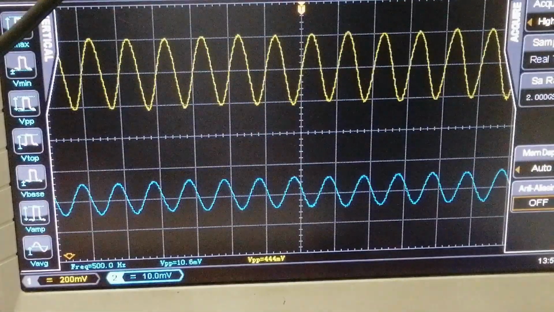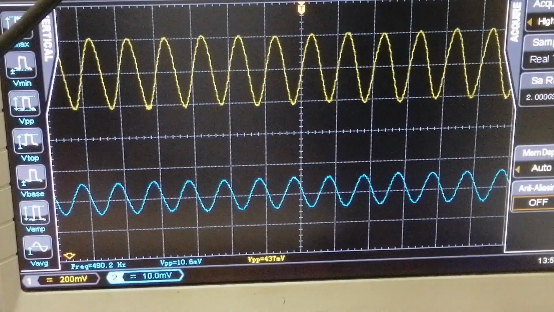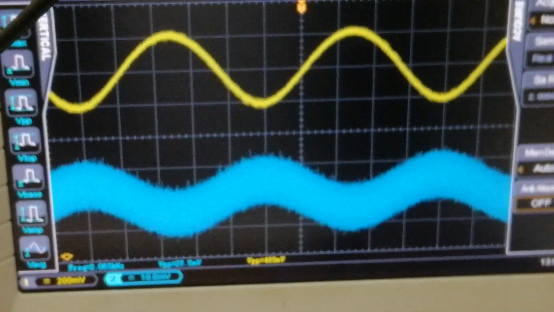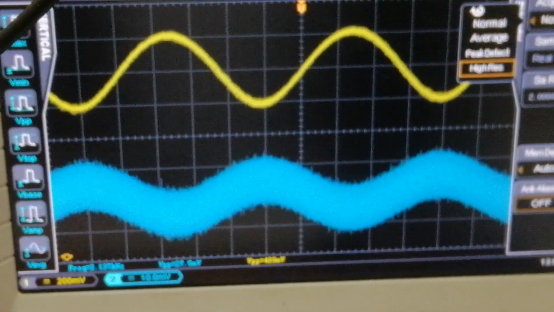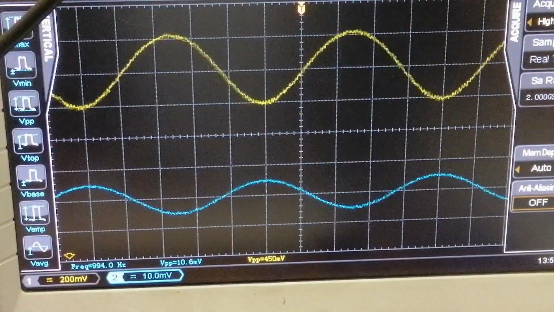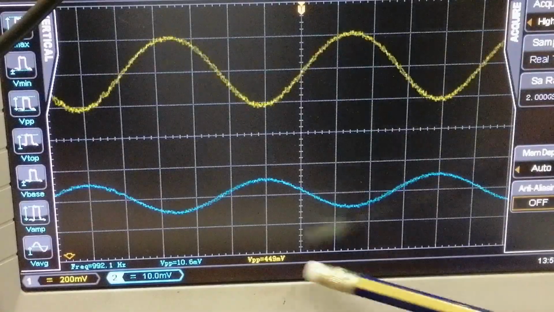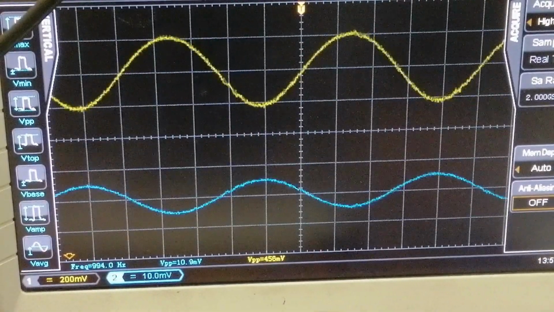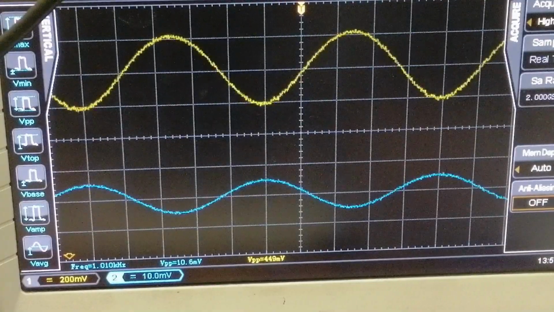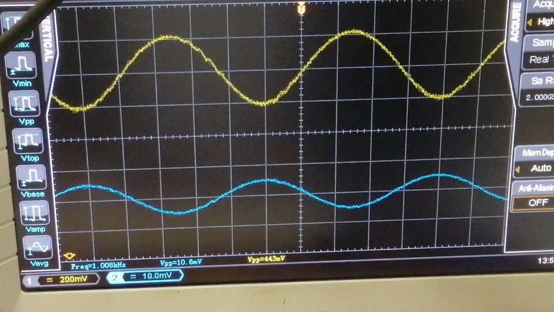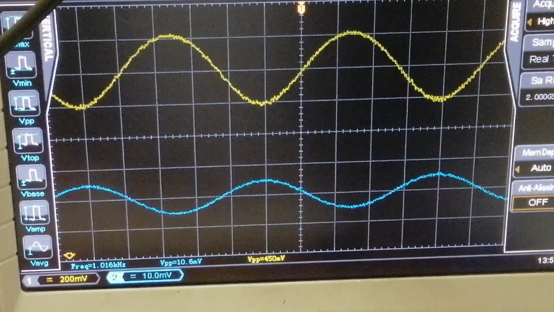So I'm going to press frequency 1 kilohertz. Okay, then press auto, then acquire normal, high resolution. So we will have a 450 millivolt output. Look at this output at 1K: 450 millivolt. The next value will be 50K, 50 kilohertz.